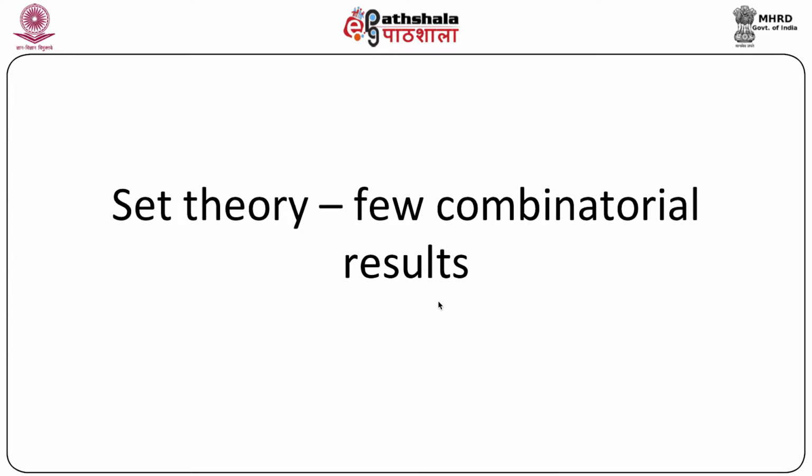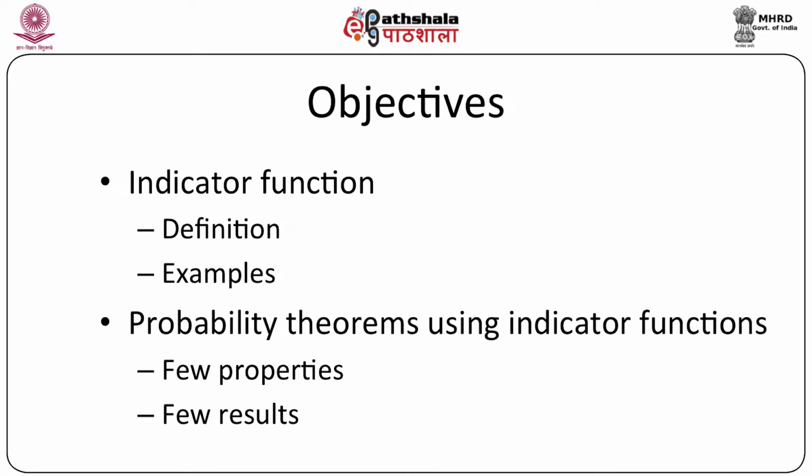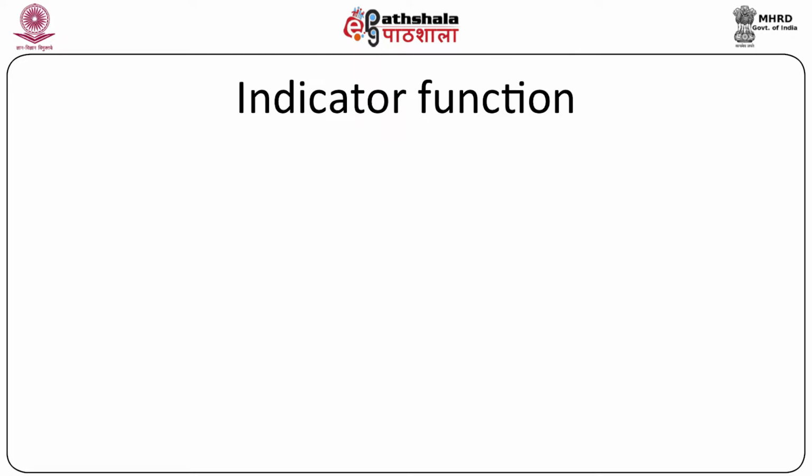So we are going to discuss a few combinatorial results, mainly related to probability theory, that will come as a consequence of set theory. Our objective is first to define an indicator function. That means the definition of an indicator function, how it looks, and a few examples. Then we will discuss a few very common theorems in probability using indicator functions, a few properties and a few results. But first, what is an indicator function?